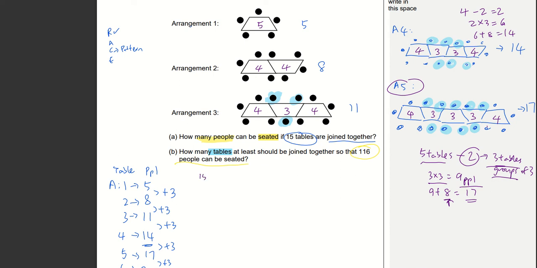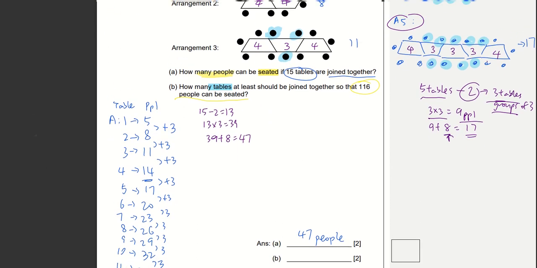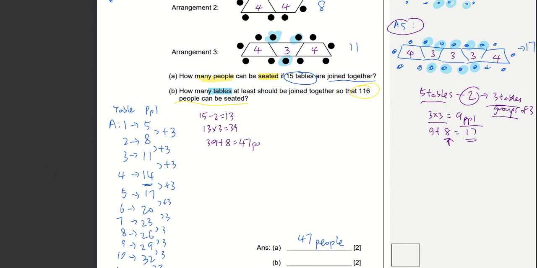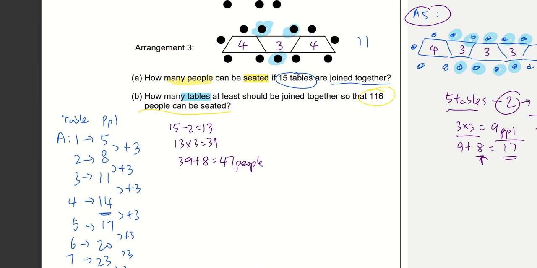Okay, so if I have 15 tables then, I minus the first and last table, I got 13 groups of 3. 13 groups of 3, 13 times 3 give me 39. 39 plus the 8 from the first and the last table, is it 47? Okay, so you got, yep, 47 people. So you got the first method, first shortcut counting method to get you to the answer.